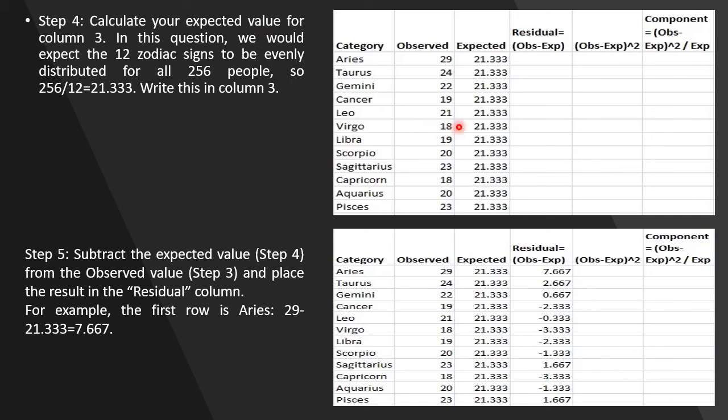Then we'll calculate the expected value. How are we going to calculate the expected value? Since there were 256 people and there were 12 sun signs, we are going to divide the two to find out how many people should be there for each sun sign. That would be our expected value. Now 256 divided by 12 would be 21.333. In the next step, we are going to subtract the expected value from the observed value to find the residual values. Don't worry if you see the negative sign, it is nothing to be feared of.